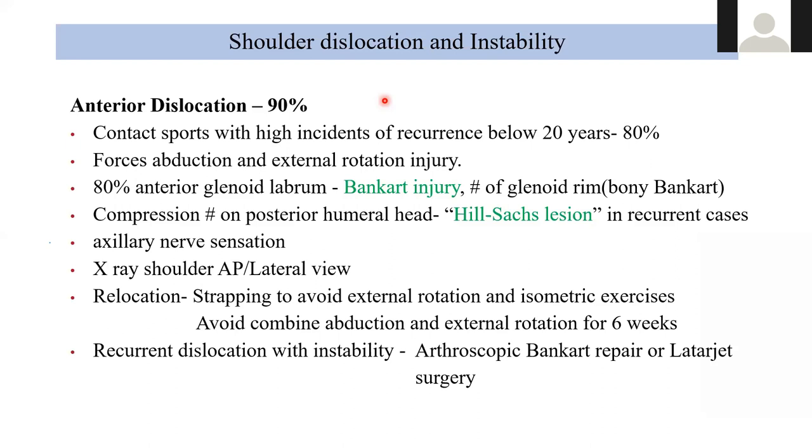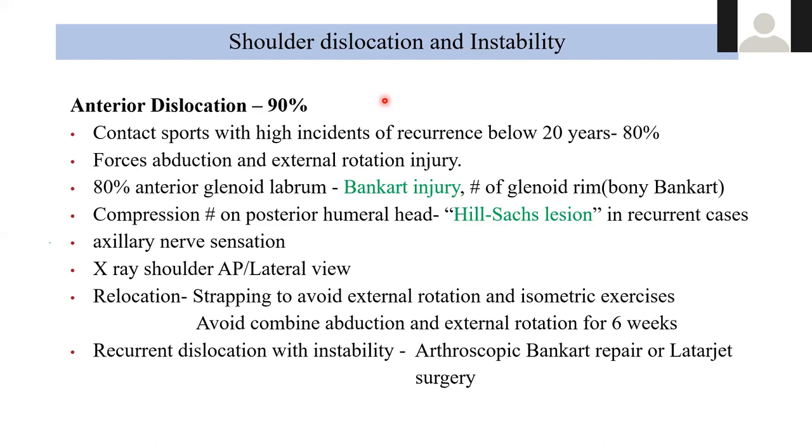The dislocation and instability. In common dislocation, you would have seen that more than 90% is an anterior dislocation. Posterior dislocation is rare. It commonly happens in epilepsy, electrocution, and electroconvulsive therapies. Anterior dislocation is in contact sports with high incidence of recurrence, especially below 20 years. About 80% chance of recurrence if the shoulder dislocation is below 20 years.